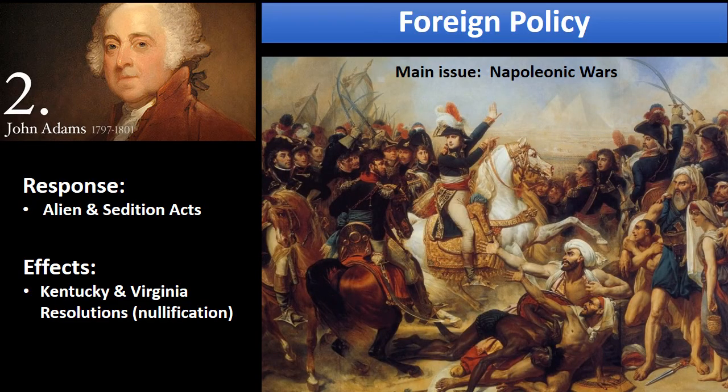The Napoleonic Wars between 1795 and 1815 affected the U.S. economy because both Britain and France attempted naval blockades of enemy ports. The real problem was Britain and their continued impressment of U.S. sailors.